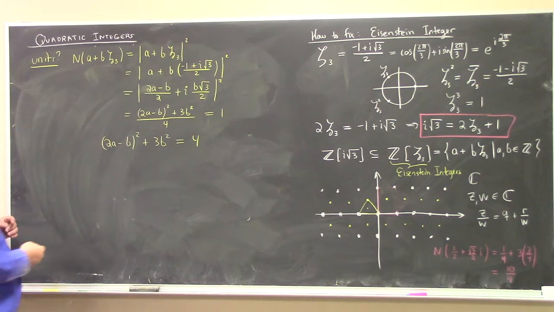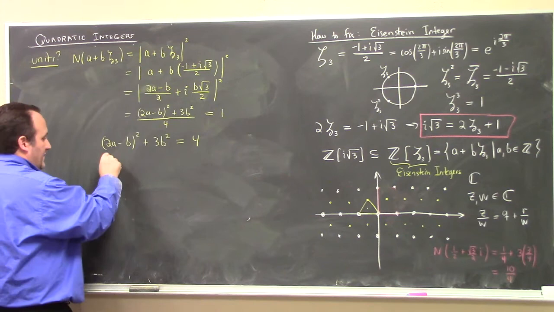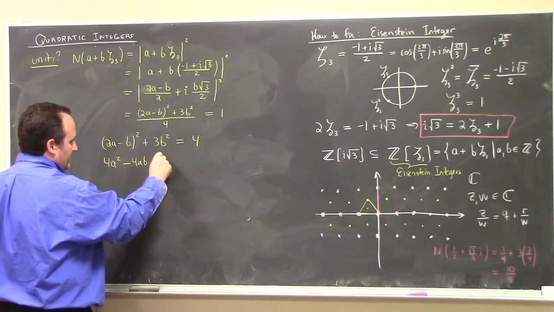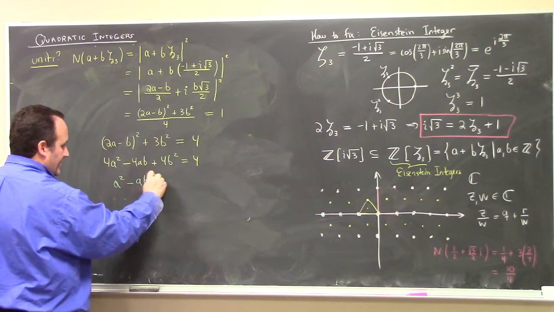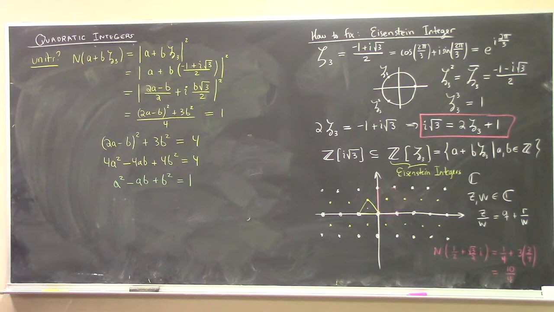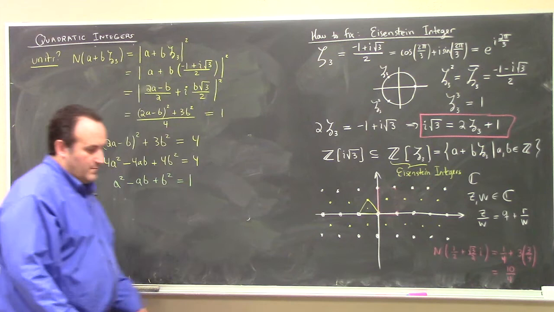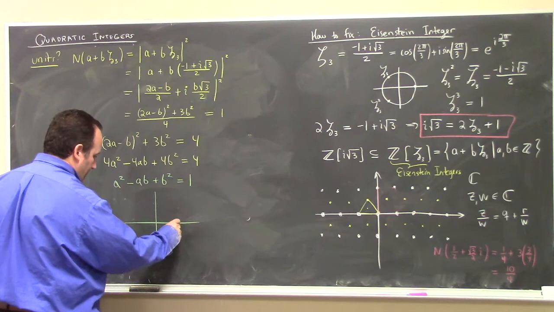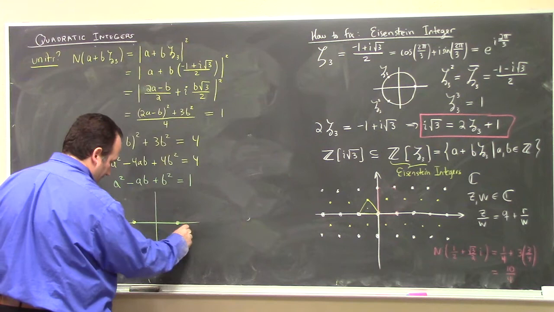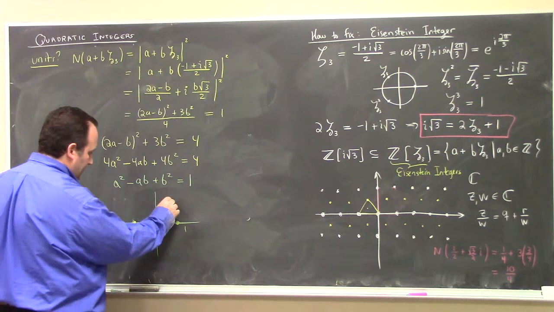All good. So we get 4a squared minus 4ab plus 4b squared equals 4. Hey, look at our good fortune. a squared minus ab plus b squared equals 1. What are the solutions to this? So it turns out, definitely one. Yeah, you got your 1, you got your minus 1. But also, I believe, this one, and also this one.